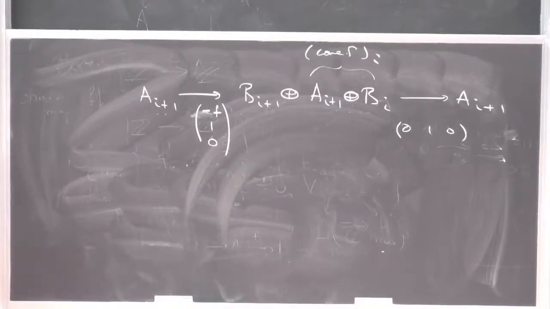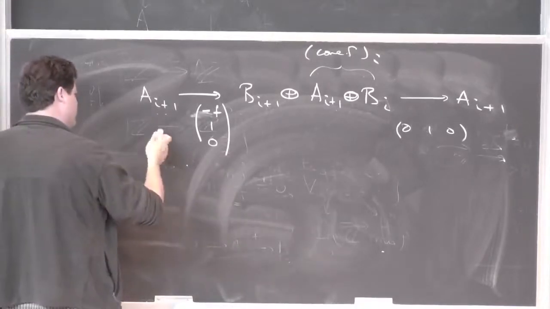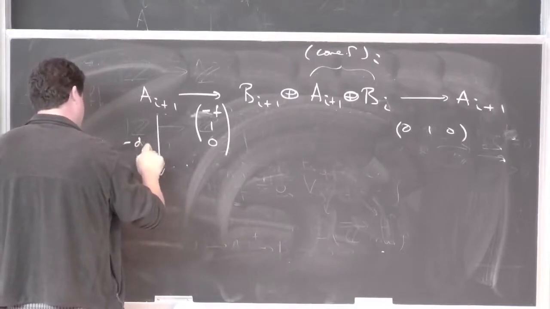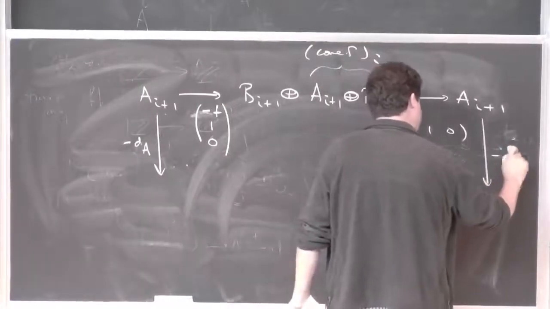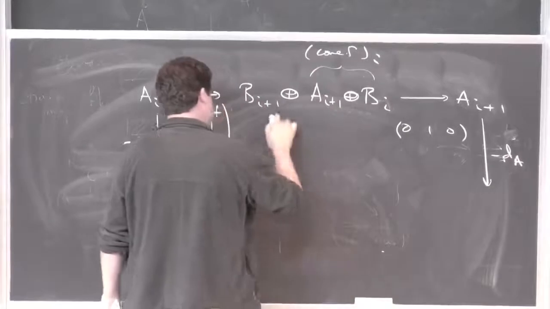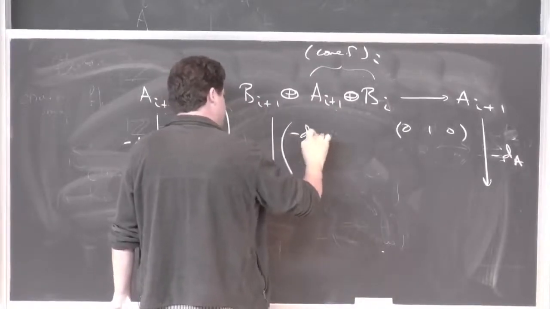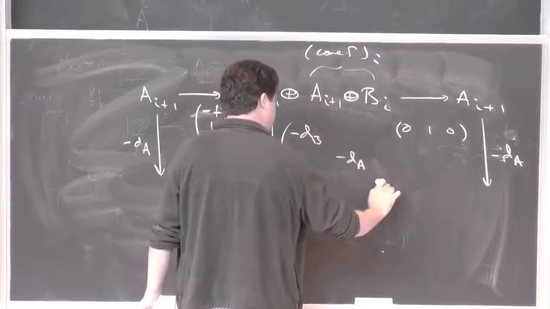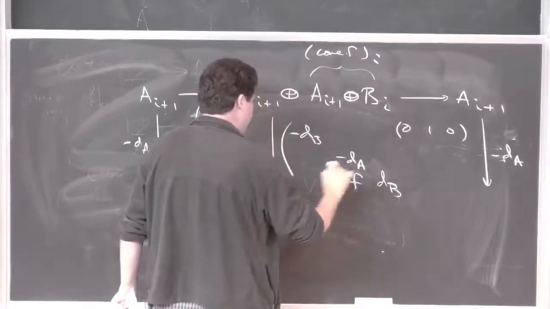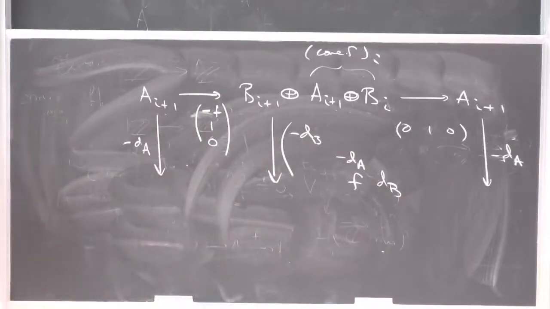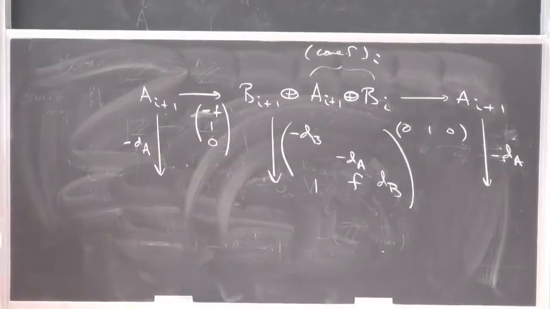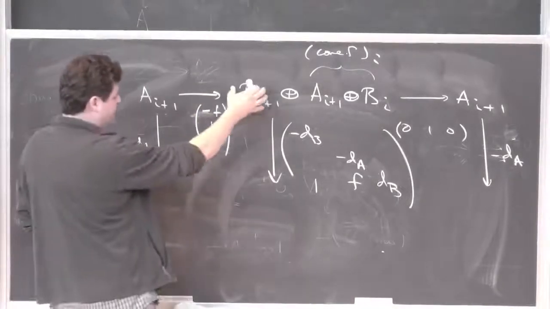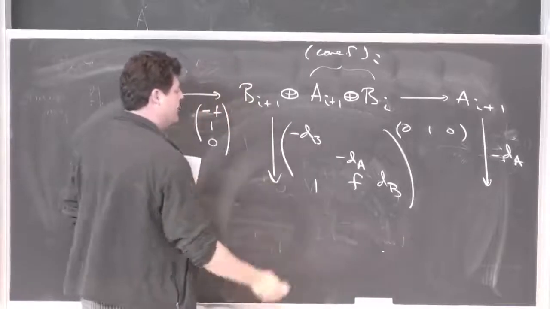And what are the differentials in these complexes? So this is supposed to be a map of complexes. So what are the differentials? The map here is just minus the differential on A. And the map here is a little more complicated. It's minus dB, minus dA, dB like that. And here we have F. And because tau, I didn't write it, but it's the only thing it could possibly be, which is here we have the identity map from this B^{i+1} to the B^{i+1} that's going to be there.